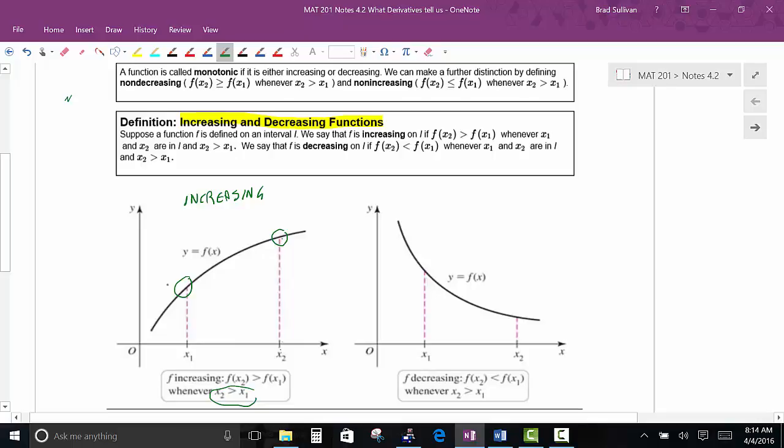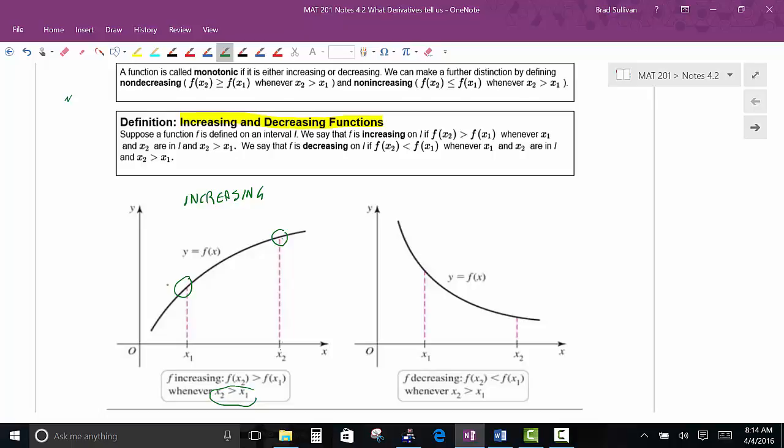Now in layman's terms, you already know this. What does increasing mean? It just means y values are getting bigger, right? Or you're going uphill, like up a roller coaster or something like that. That's not very technical, but what we're trying to do is get the idea of a more technical definition. Now decreasing is just the opposite of this.